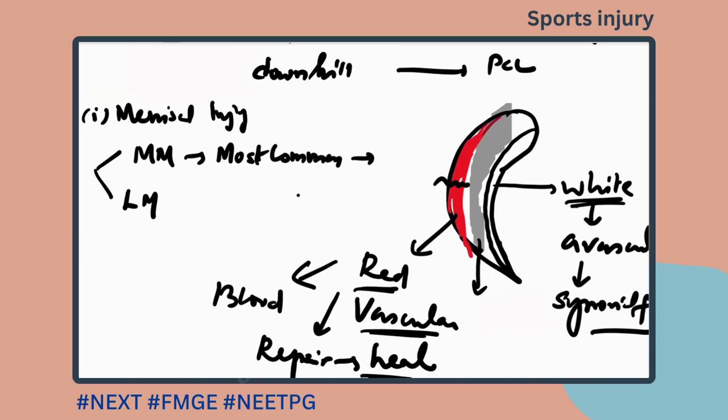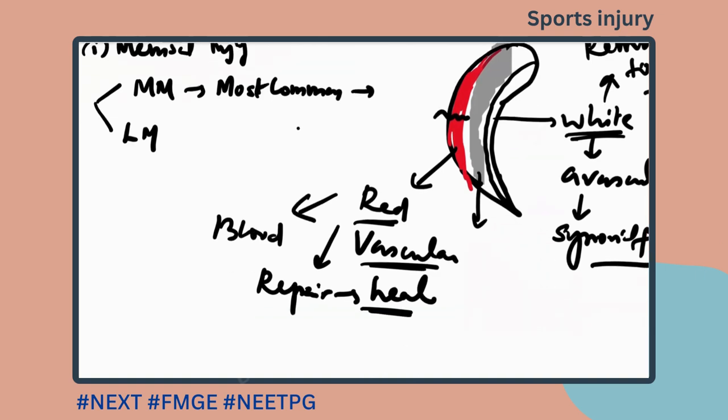But in the white zone, if a tear happens, it won't heal. So you have to remove the torn part. You can't repair it. You have to remove it. Okay, clear? So the meniscus has got three zones: red zone, gray zone, and white zone. If a tear happens in the red zone, you can repair it, it will heal. If it happens in the white zone, it won't heal, so you have to remove it.